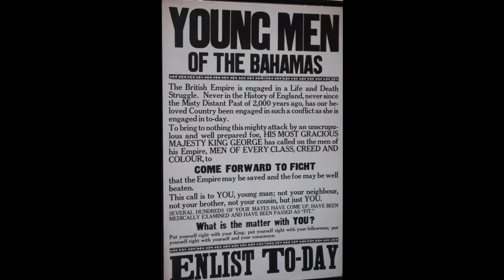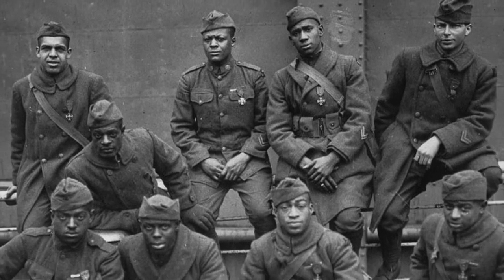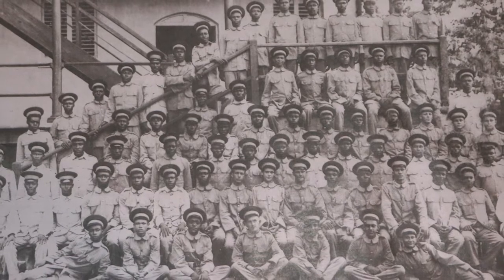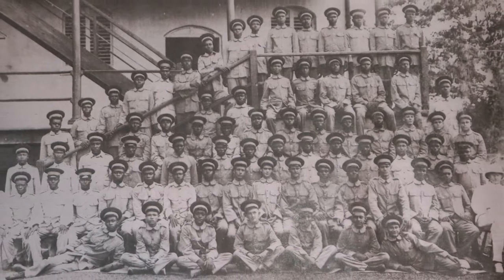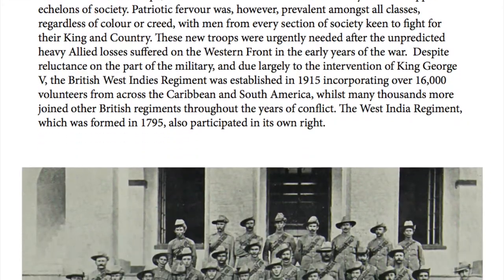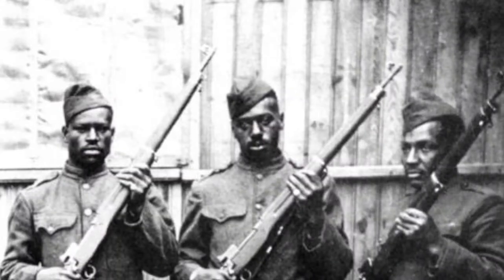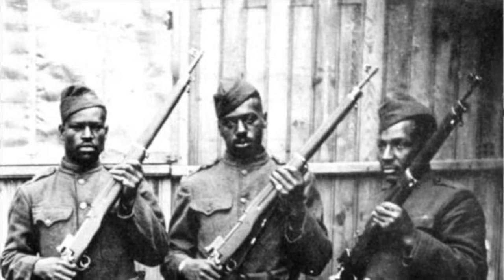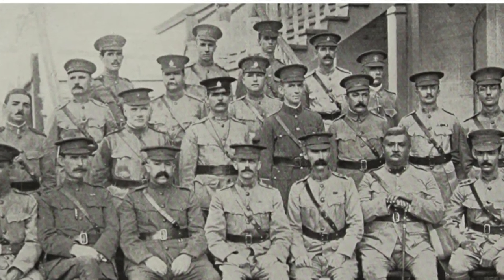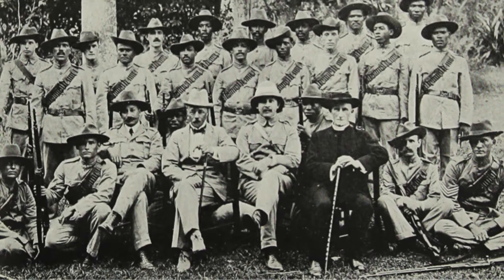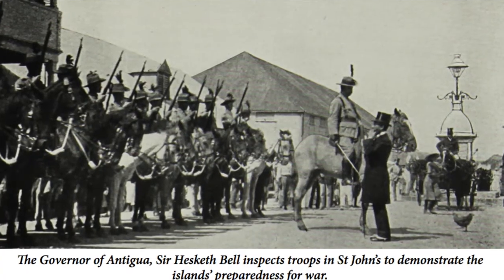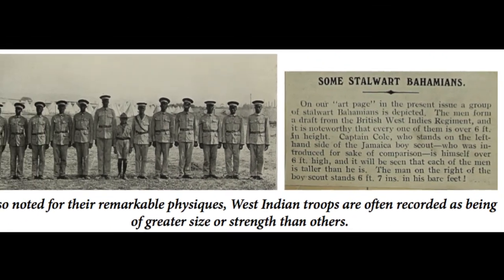In the Bahamas, a call was made to young men between the ages of 18 through 24 to join the cause to fight a ruthless enemy against the crown. The enlistment of colonial volunteers in the Bahamas began in August of 1915, and between that year and 1917, approximately 486 volunteers were dispatched to the British West Indies Regiment, and the remainder joined the British Army, Canadian Forces, and later the United States Army after that country joined the war.